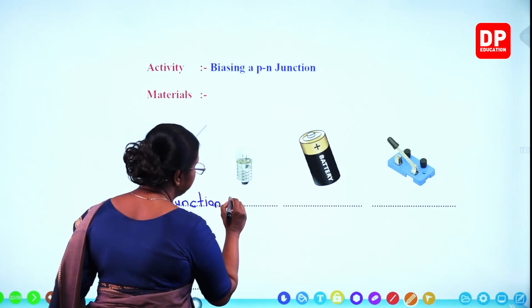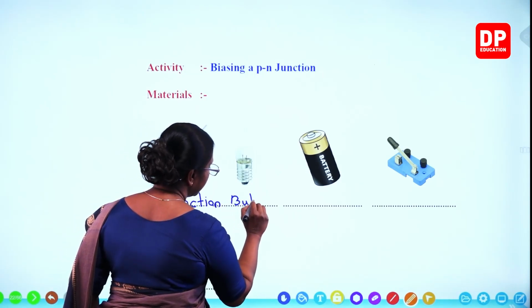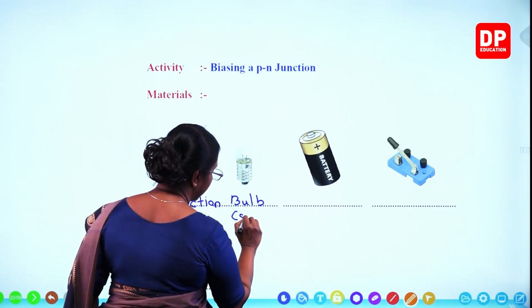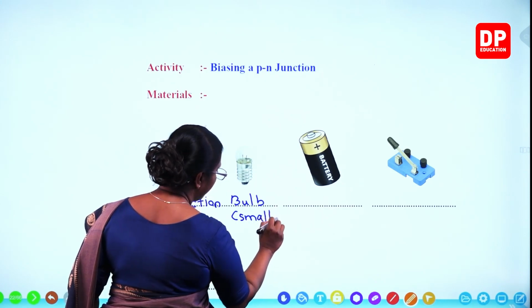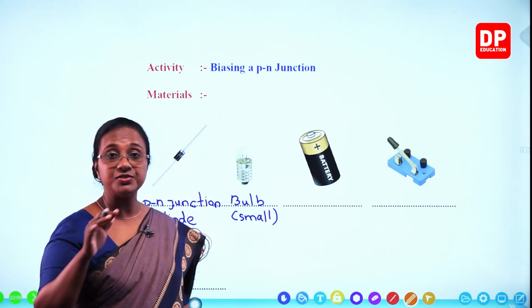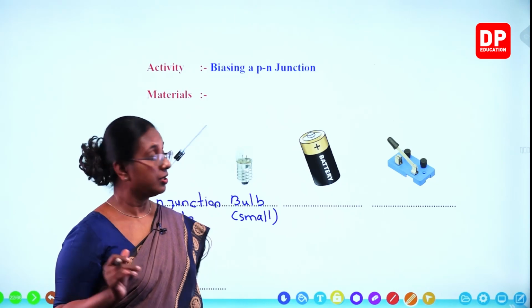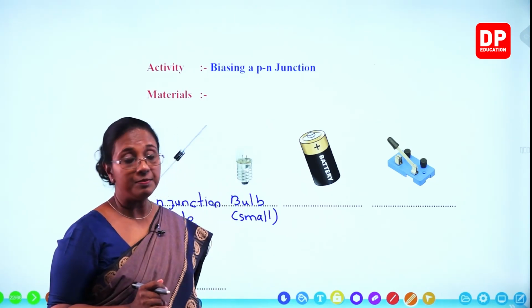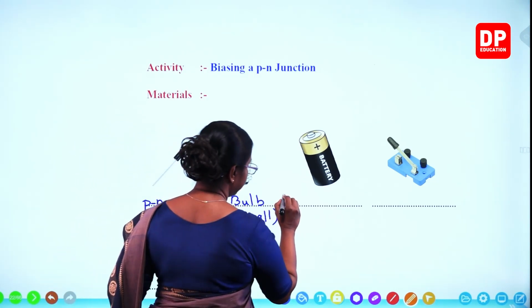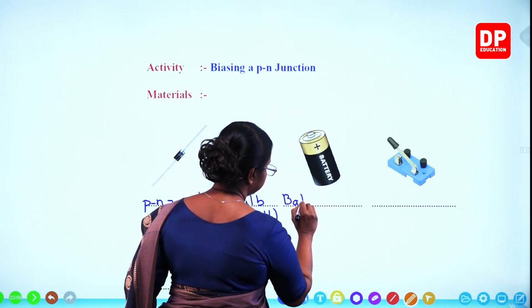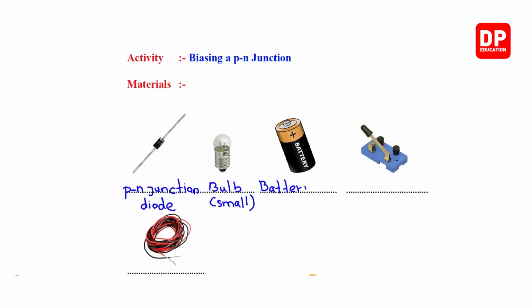Then we need a bulb. A small bulb is more than enough because we just need to observe whether current is passing through the circuit or not. Then we need batteries. We'll be using batteries as the power supply to provide the potential difference. Then we need a switch.